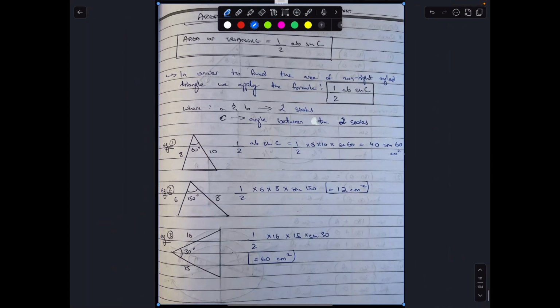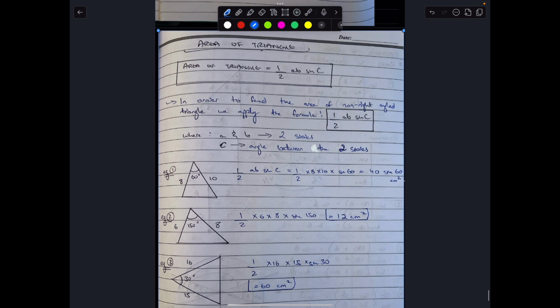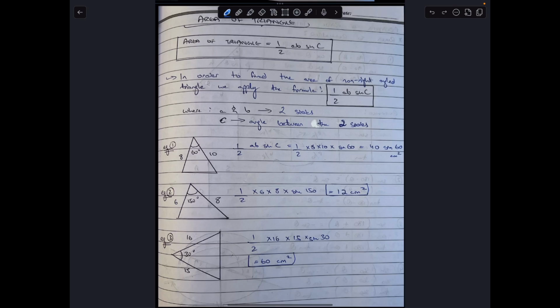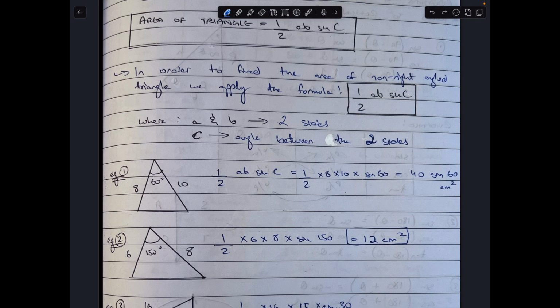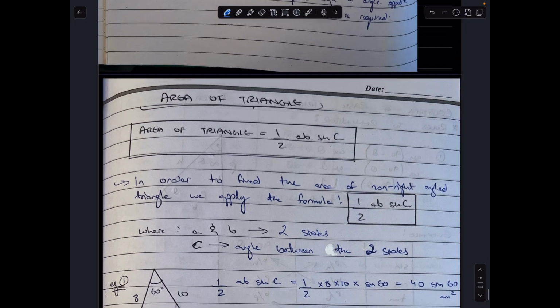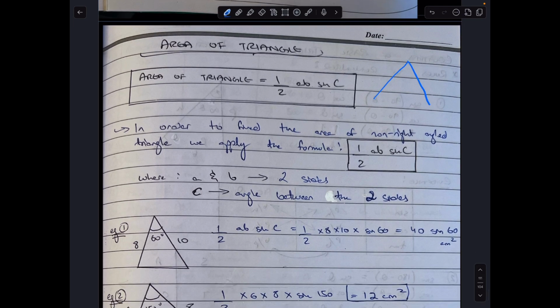Finally, the area of a non-right angle triangle. So we have this. In order to find the area of non-right angle triangles, we apply this formula. a and b are two known sides, and the angle between the two sides is called capital C. Since if we have this triangle with three sides, this angle would be labeled as capital C.